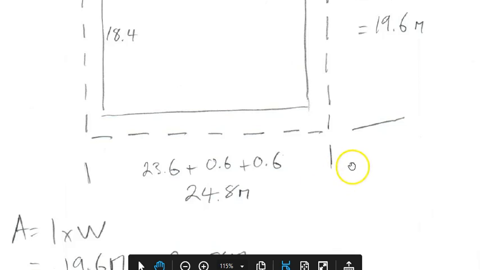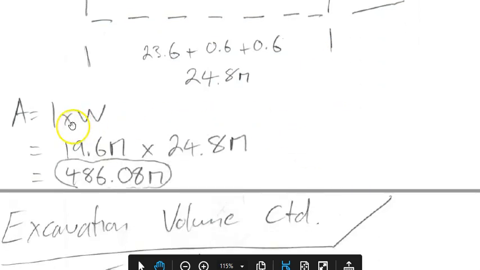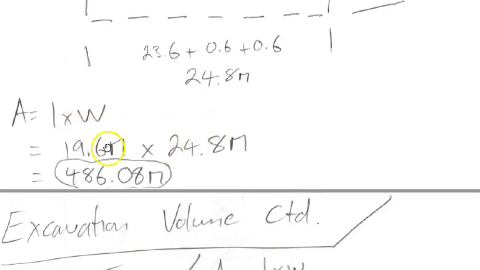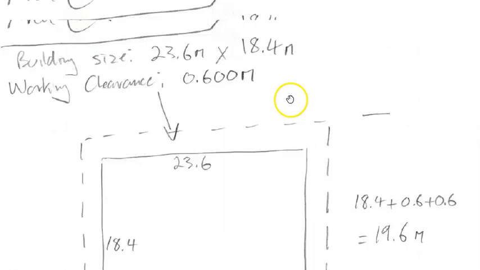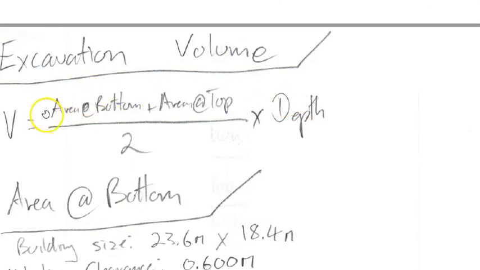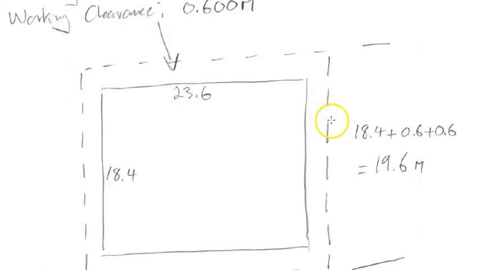So the area at the bottom of the hole, length times width, are those two new values that we got. And it gives me this number. This should be squared, meters squared, 486.08 meters squared. Okay, so now we have the value to plug into our formula here. We just need to determine the value to plug into our formula for the area at the top. So let's go through that next.